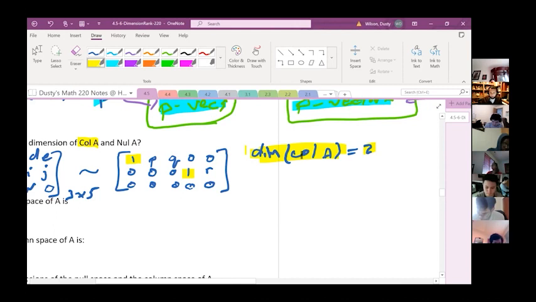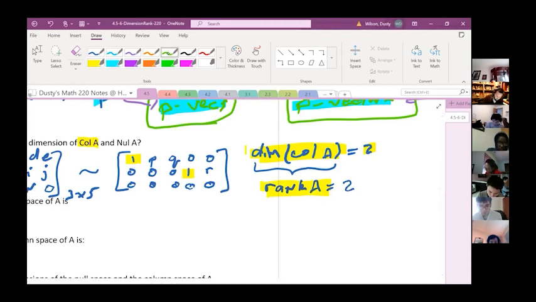Oh my gosh, that's a lot of writing. Like, 1, 2, 3, 4, 5, 6, 7, 8, 9 characters. Like, that is not okay. So we want to make this easier. So we would say, this is the rank of A. Let's see, the rank of A is 2.